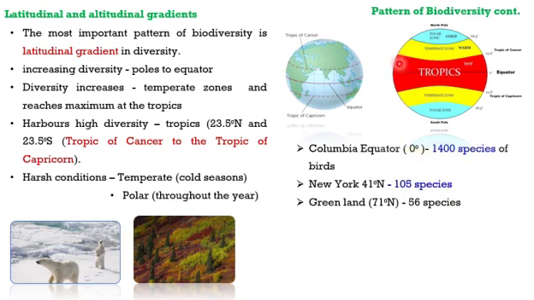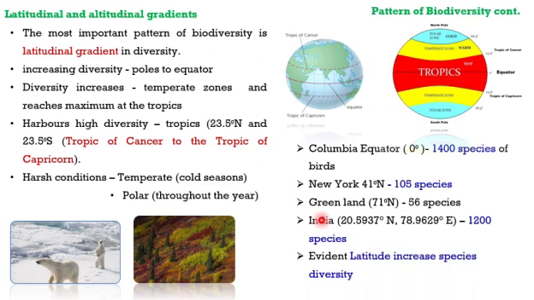For example, if you take the equator region at Colombia, you have 14,000 species of birds. But when you move towards the temperate region of New York, you have only 105 species of birds. Likewise, if you move a little further towards the polar region at Greenland, you have only 56 species of birds. But our India is situated exactly in the tropical region. That is why we have around 1,200 species of birds. Now you understand how latitudinal gradient plays a significant role, right?